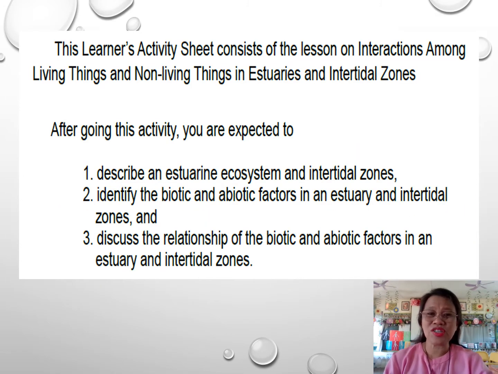This learner's activity sheet consists of the lessons on interactions among living things and non-living things in estuaries and intertidal zones. So after going through this activity, you are expected to, number 1, describe an estuarine ecosystem and intertidal zones. Identify the biotic or the living things and the abiotic factors or non-living things in an estuary and intertidal zones. And finally, discuss the relationships of the biotic and abiotic factors in an estuary and intertidal zones.